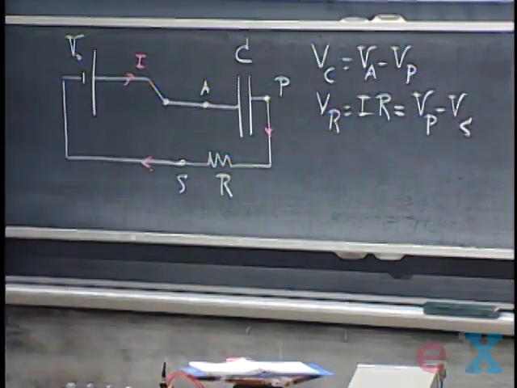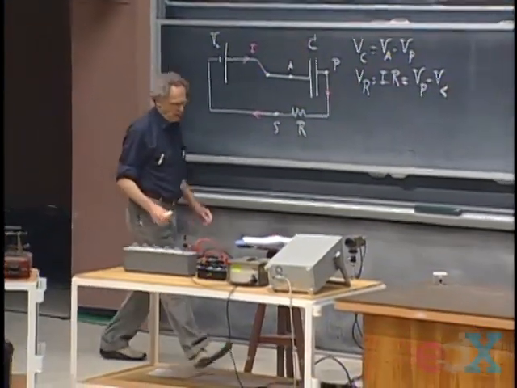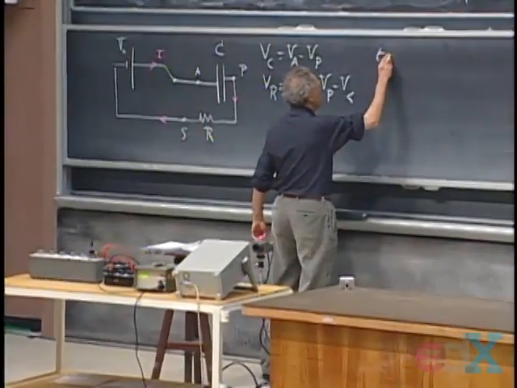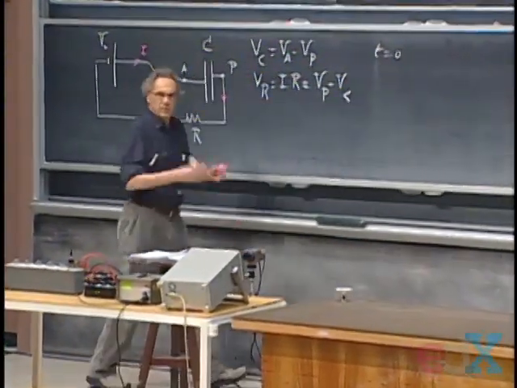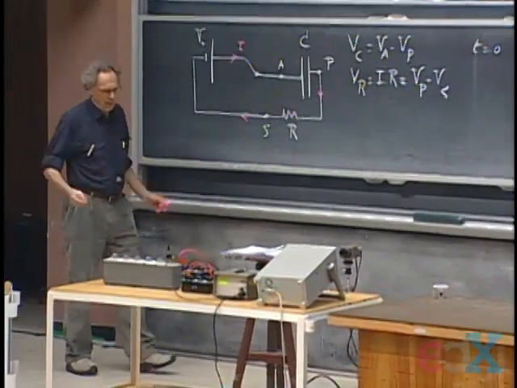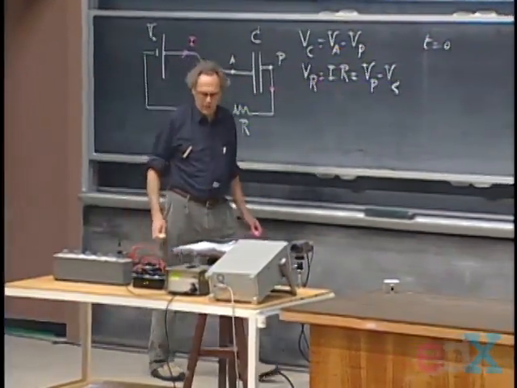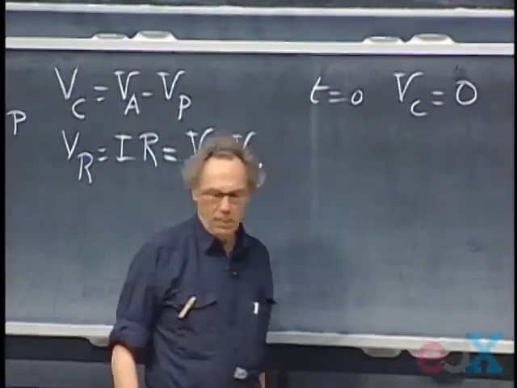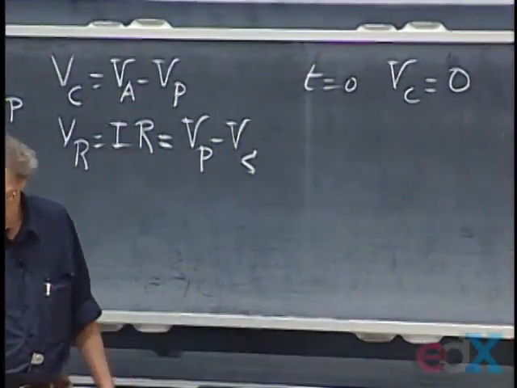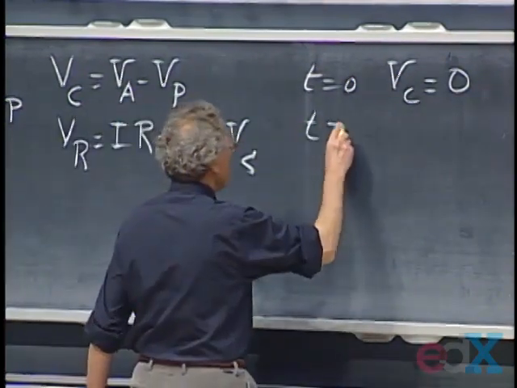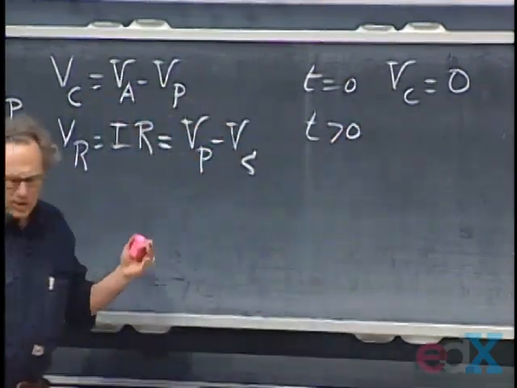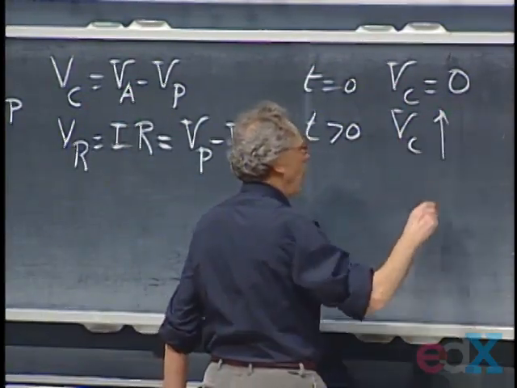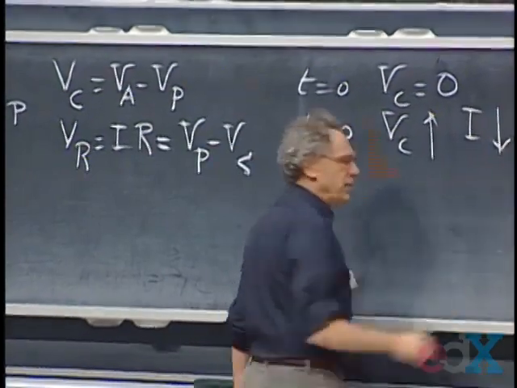And your intuition will help you a great deal without any fancy differential equations. It is clear that at t equals 0, the capacitor is not charged. There is no charge on the capacitor. And it will take time to charge the capacitor. So at t equals 0, you expect that the potential over the capacitor is 0. If you make t a little larger than 0, you're going to charge up this capacitor, and so the potential over the capacitor will go up, and therefore the current will go down.